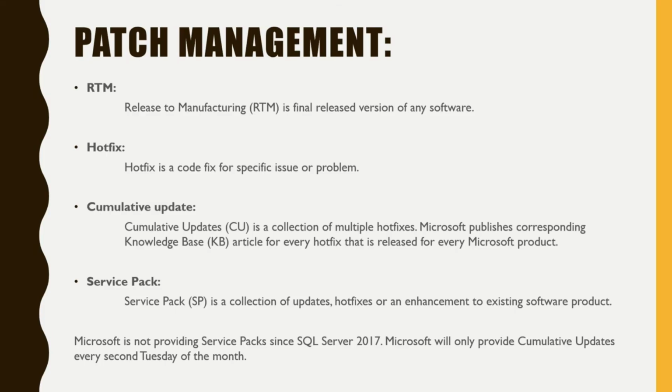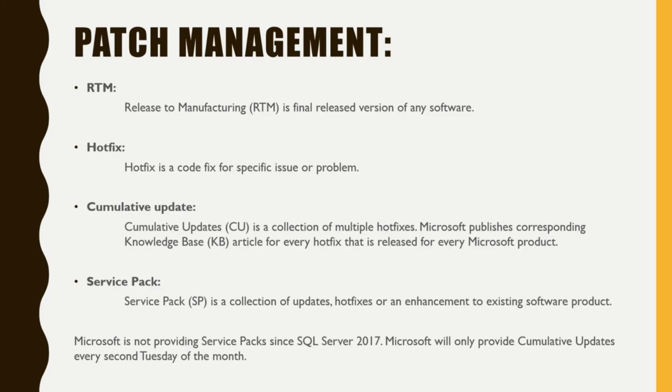After releasing RTM, Microsoft collects data from end users about any issues they face or any system fault they observe. They then create a hotfix for that problem. A hotfix is a code fix for a specific issue or problem. A collection of multiple hotfixes is called a cumulative update. Microsoft publishes a corresponding knowledge base, that is KB article, for every hotfix that is released for every Microsoft product.